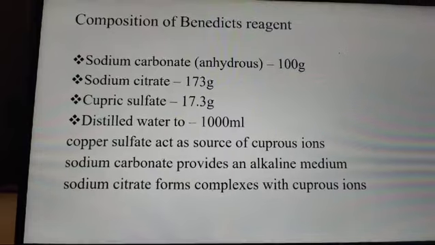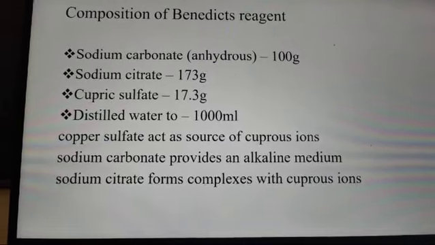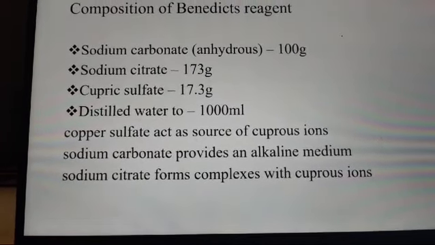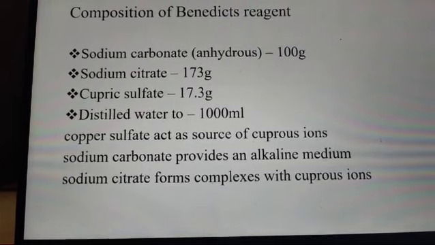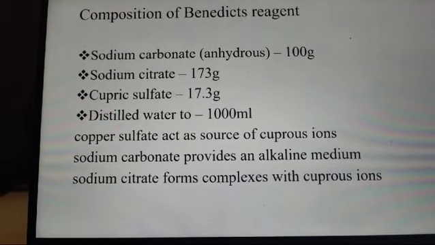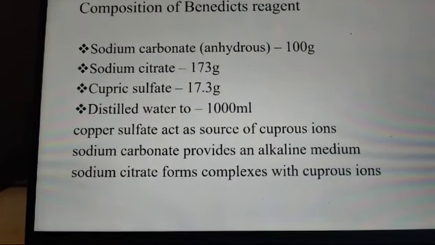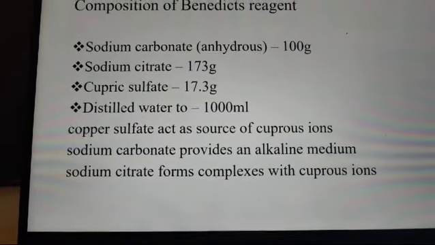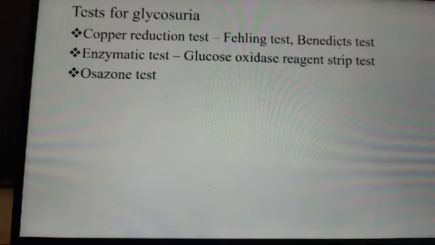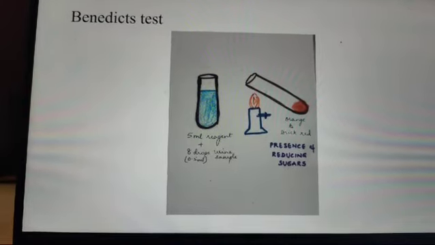We'll first see what are the components of Benedict's reagent. Sodium carbonate, sodium citrate, cupric sulfate, which are dissolved in 100 ml of distilled water. Copper sulfate acts as a source of cupric ions. Sodium carbonate provides the alkaline medium. Sodium citrate forms complexes with the cupric ions. This is the Benedict's reagent.